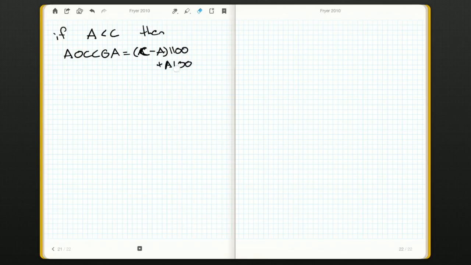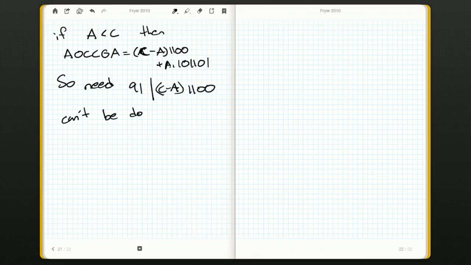So we can take a difference of C and A. We'll be left with, we can sort of break this, what's left over. Remember, we can ignore the B's. So we can take what's left over, get rid of the A's. That's divisible by 91. So we need 91 to divide C minus A times 1100. And that can't be done. 1100 is not divisible by 7 or 13 or 91.